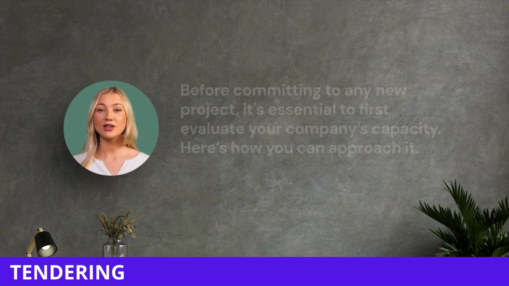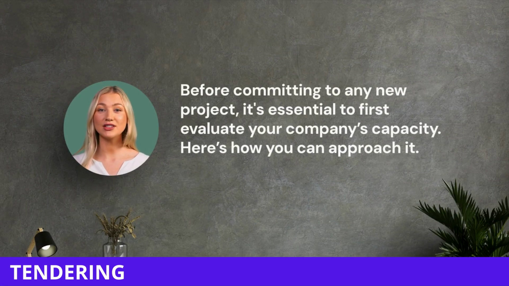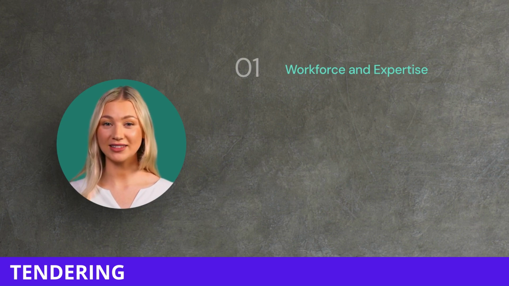Before committing to any new project, it's essential to first evaluate your company's capacity. Here's how you can approach it. Workforce and expertise. Start by reviewing your team's current availability and skill sets. Do you have enough experienced personnel to handle this new project? For example, if the project involves complex engineering, make sure your team has engineers who specialize in that area. If not, you may need to hire externally or bring in subcontractors.